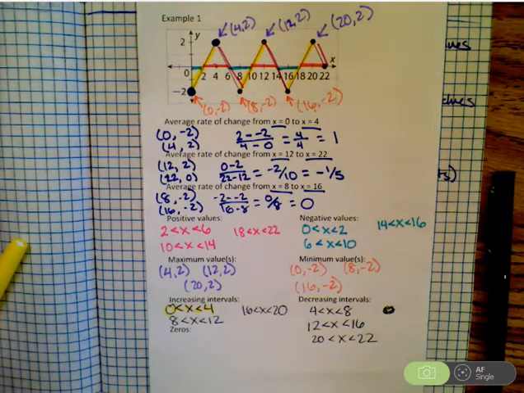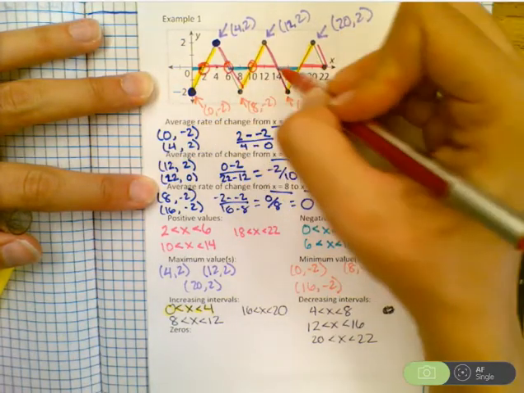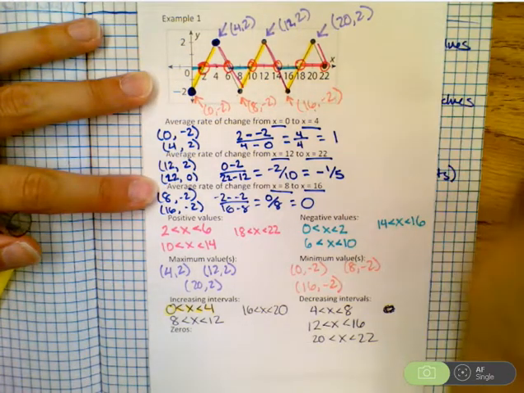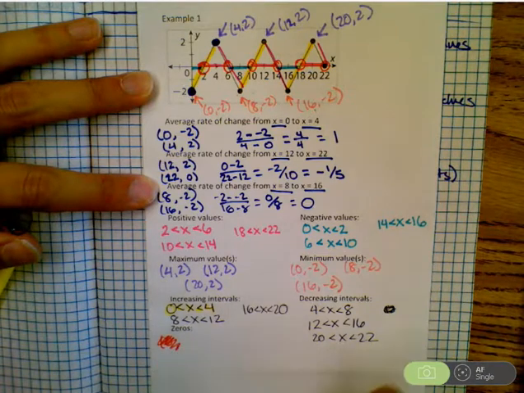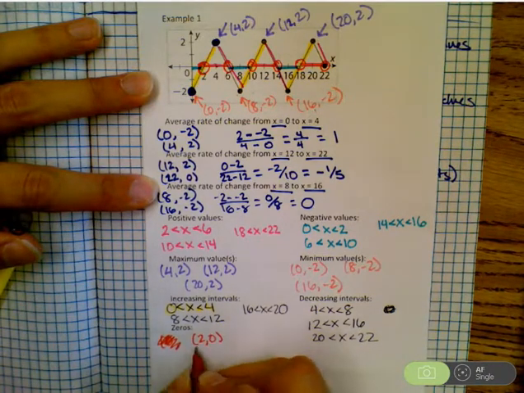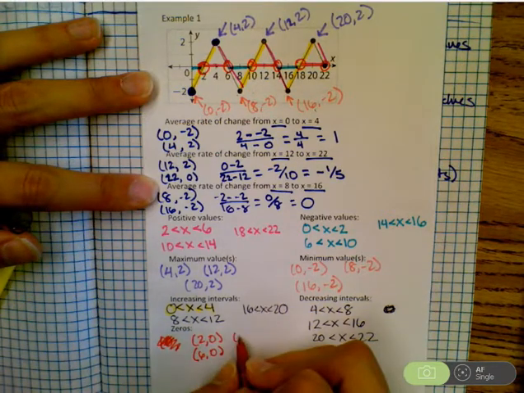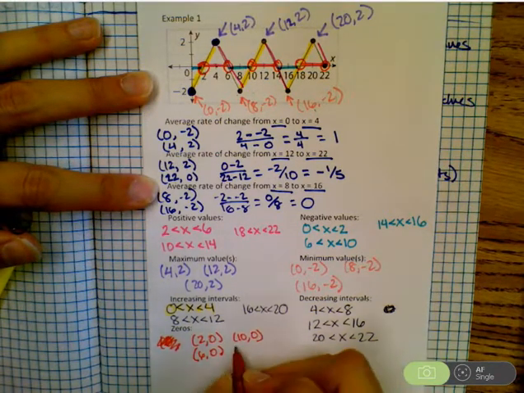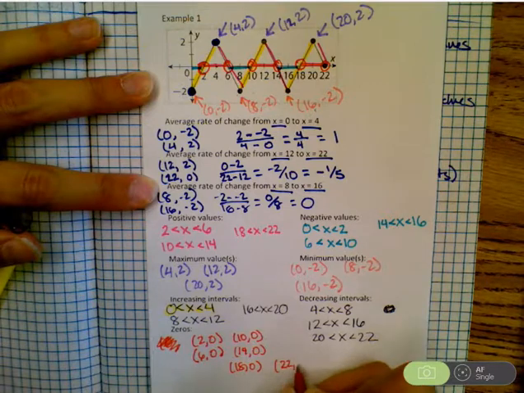And finally, zeros. Zeros are our x-intercepts. So I've got one right here, one right here, one right here, one right here, one right here. That's a lot. The y's are always the zeros. (2, 0), (6, 0), (10, 0), (14, 0), (18, 0), and (22, 0).